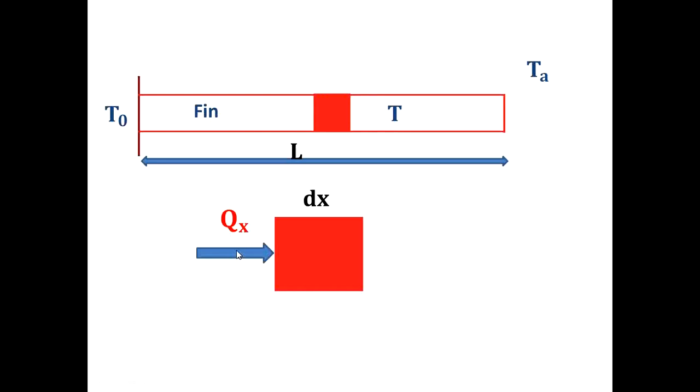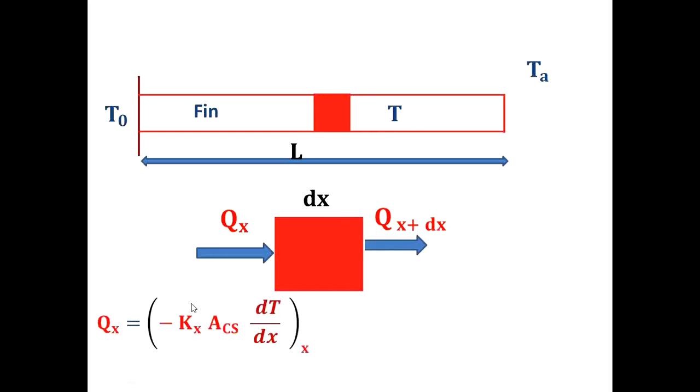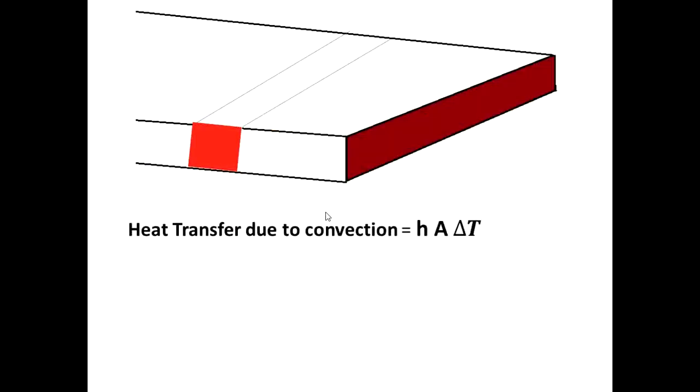Amount of heat energy coming into this body is Qx. Heat is leaving this one for the distance dx, that is x plus dx. Amount of heat energy entering the system according to the Fourier law will be kx A of cross section dT divided by dx at x. Just observe here properly, note down this sketch as well as the balancing equation. Amount of heat energy transferred due to convection is equal to hA delta T.